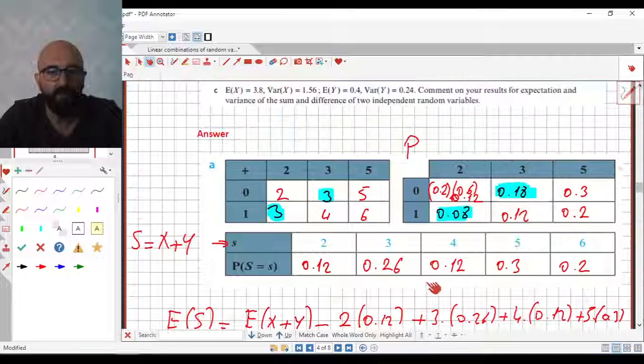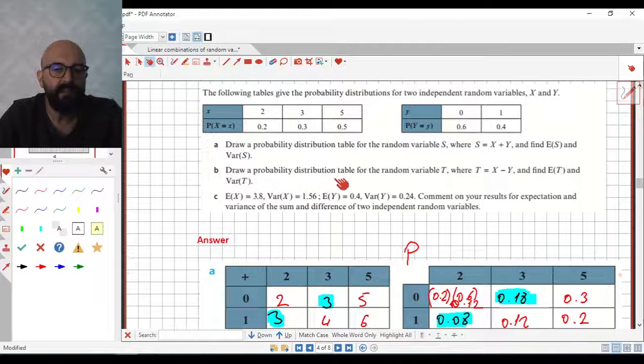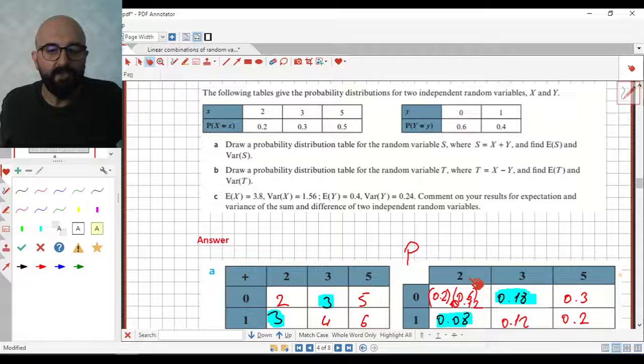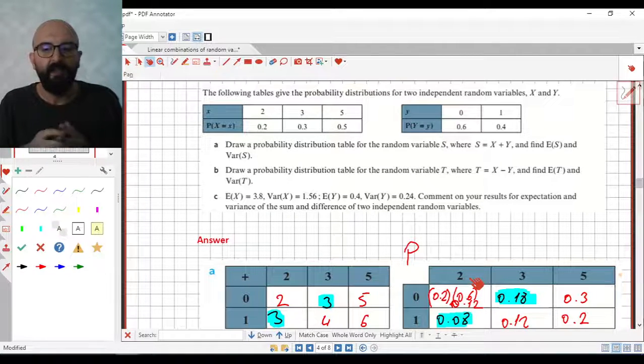Now for part b, draw the distribution table for the random variable T, where T means X minus Y, and find the expected value of T and the variance of T. But in this lesson we have no time, so in the next lesson I will go on solving this problem. For now, have a good lesson and have a good day.